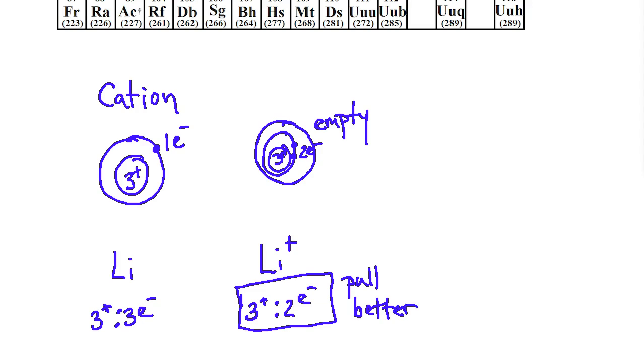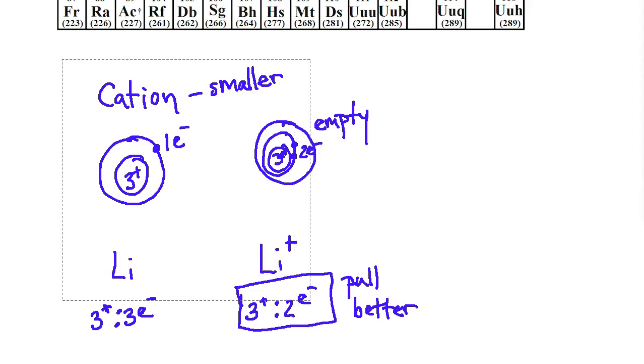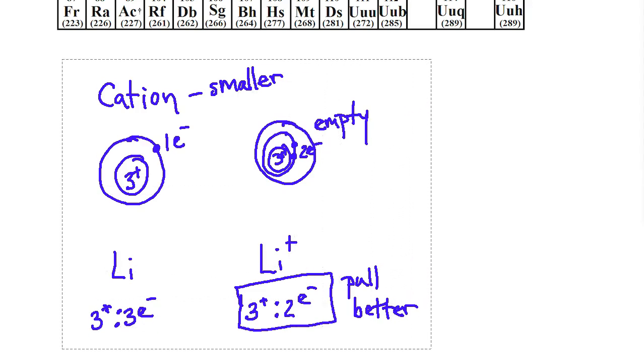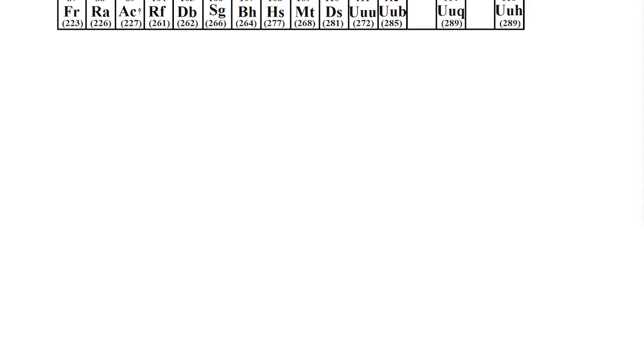And if this can pull better, it's going to be smaller. So that means that the cations will be smaller in size relative to their counterparts, their neutral element. All right, so keeping that in mind, what do you think is going to happen with anions? Take a minute to think about it while I delete the board here. So if I have an anion, what would form a good anion?